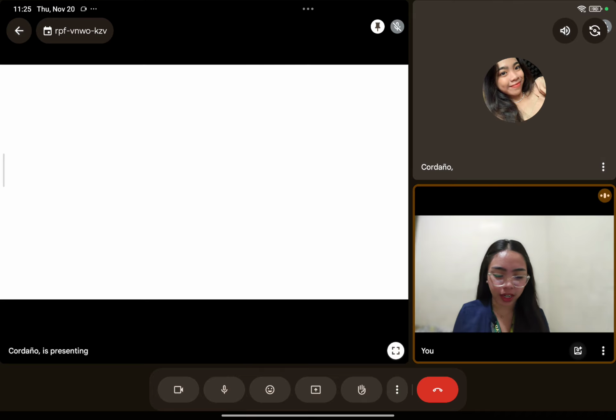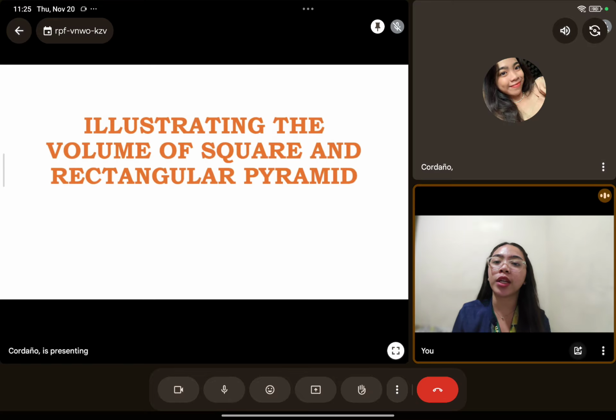Good morning, everyone. Since we're done checking the attendance and we're done praying, we will now go to our main topic. So our topic for today is all about illustrating the volume of square and rectangular pyramid, prepared by yours truly, Ella Grace TG Cordano.